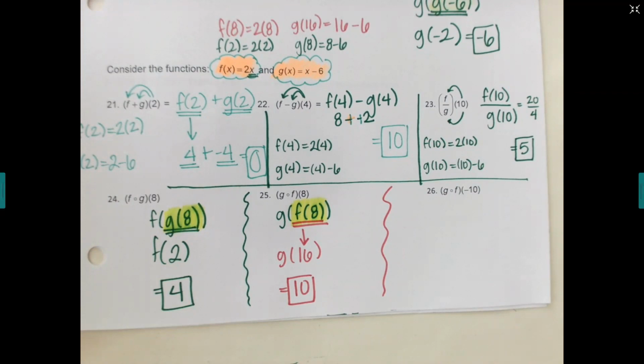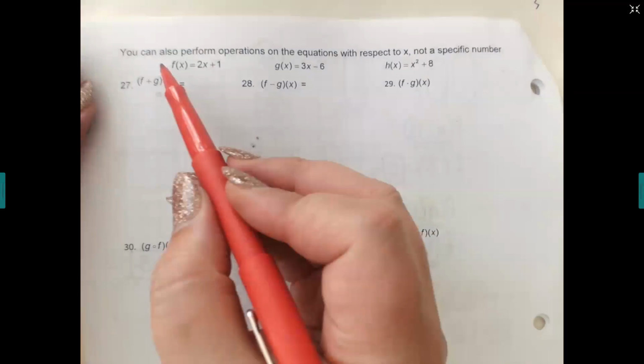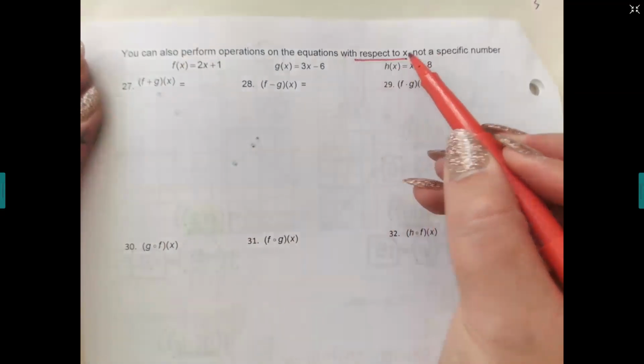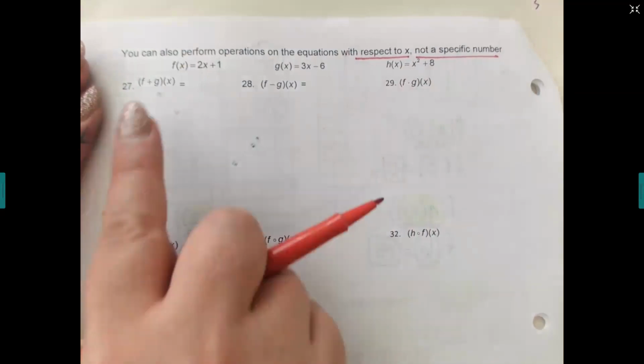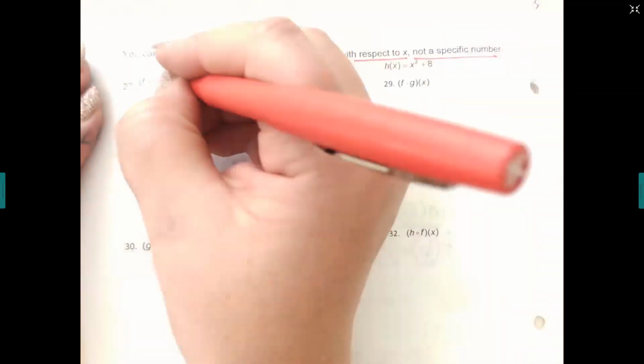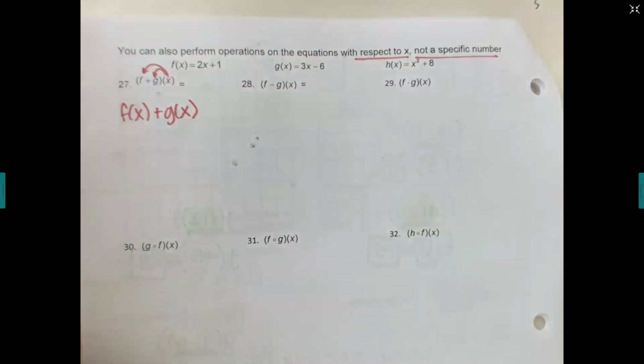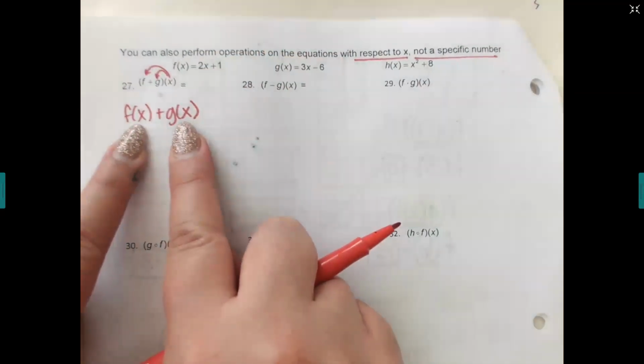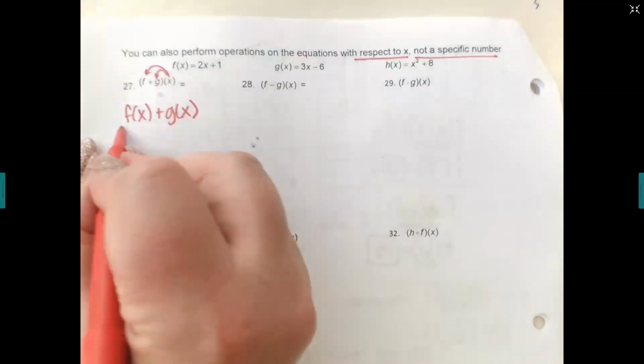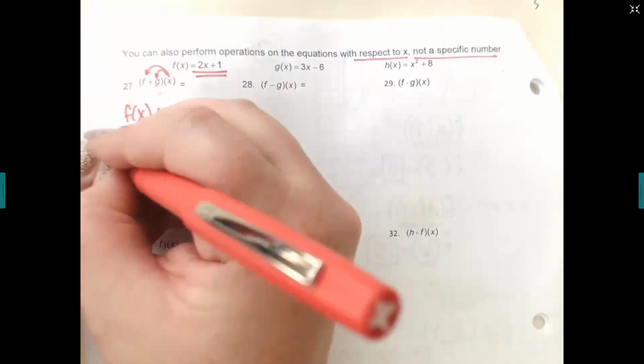Okay, we're on the last little bit of this. You can also perform all of these operations that we're talking about without picking a particular value. So, for example, here it says you can perform these with respect to x, not using a specific number. So if I wanted to do this one, I would still share the x and get f of x plus g of x. But then the one thing that would be different is that since I don't have a number to plug in, I would just use the whole formula. So for example, my f of x formula is 2x plus 1.